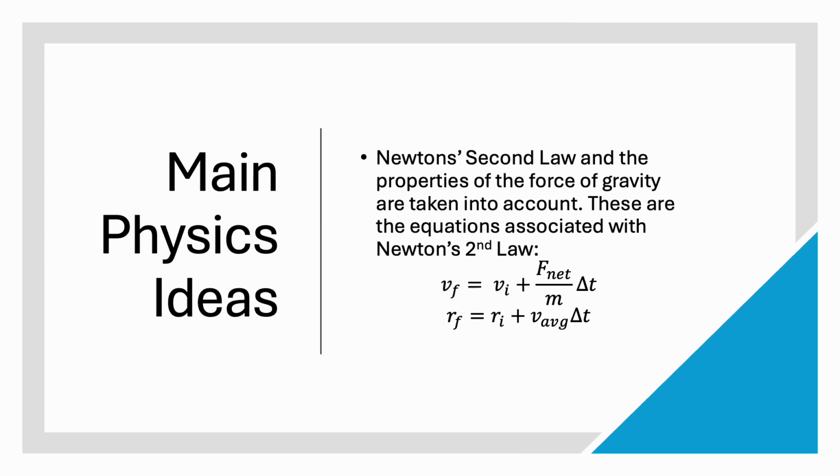Some of the main physics laws that we're going to see today is Newton's second law, and the properties of the force of gravity are also taken into account. Below I've included the equations for Newton's second law: the final velocity equals the initial velocity plus net force over mass times delta t, and the final position equals the initial position plus the average velocity times delta t. Today we're going to see that the initial velocity is 0 because it's at rest, and we also made the initial position 0 as well.